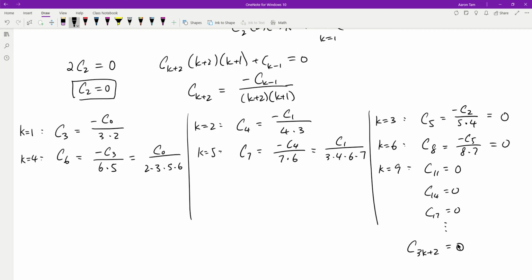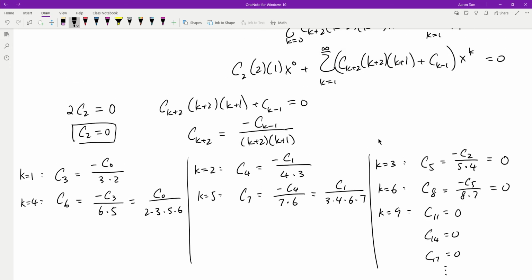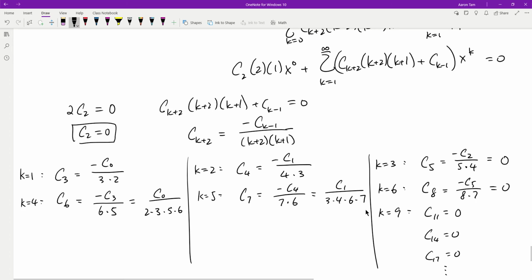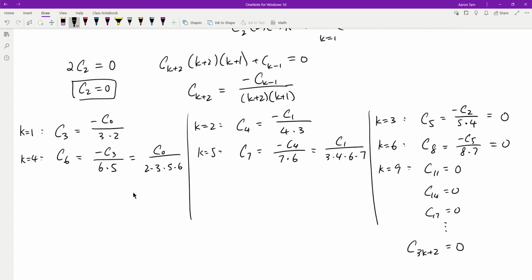I know it's 3k plus 2 because the 3 is basically the difference between each term of the arithmetic sequence. So 5, 8, 11, 14, 17, they're all different by 3. And then just to work out the first term, notice that our summation starts with 1. So if I put 1 into k, I should get 5. That's why I say 3k plus 2. Okay.